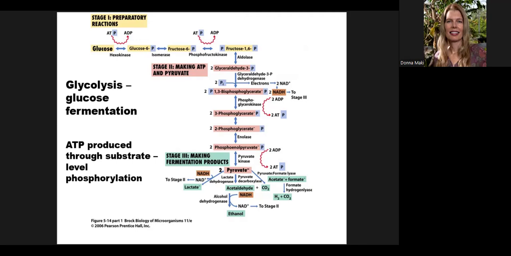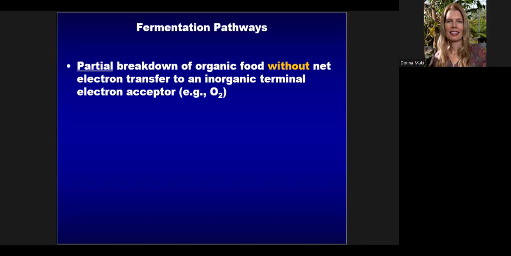So in any fermentation pathway that you look at, what we say is that it's a partial breakdown. A full breakdown would be that it went all the way to CO2. That's all you're left with, carbon dioxide. A partial breakdown means you have lactate or ethanol or something like that. It's not a complete breakdown. And you don't have a terminal electron acceptor like oxygen.